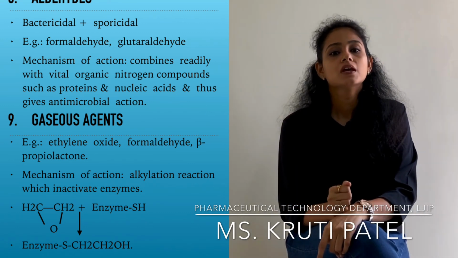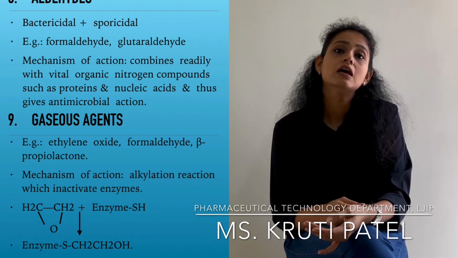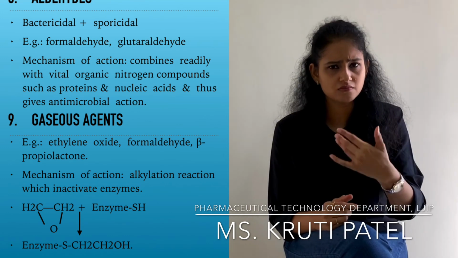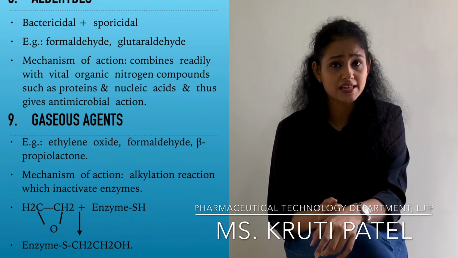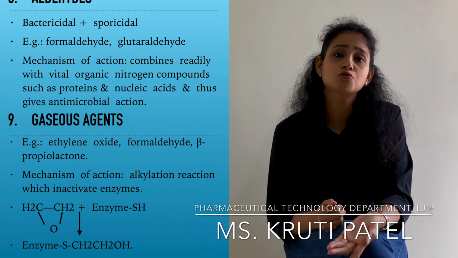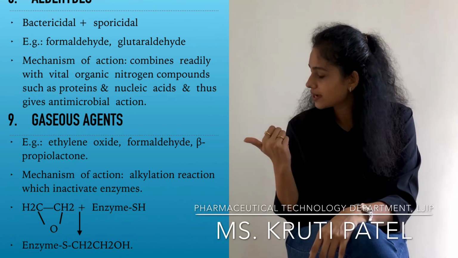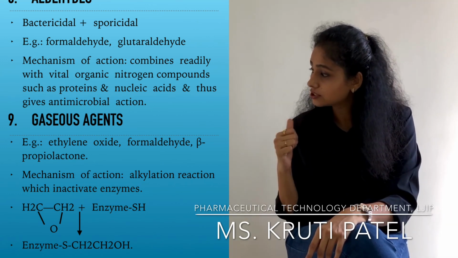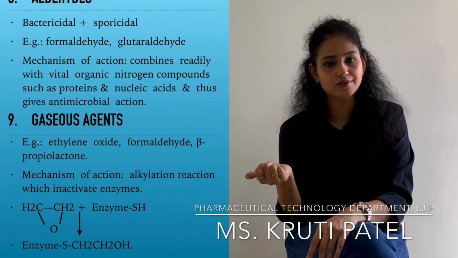Now how do they kill microorganisms? Mostly they go for alkylation. They bring out an alkylation reaction which inactivates the enzymes which are essential for the growth of the microorganism, right? So what is happening is that this ethylene oxide combines with the enzyme and alters the whole structure of the enzyme, and that's why it kills the microorganism.